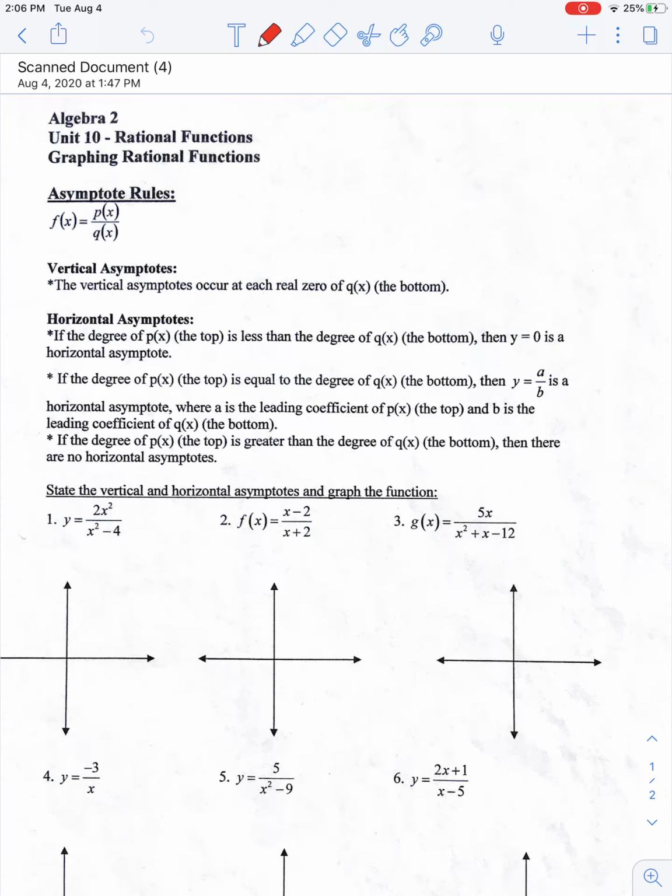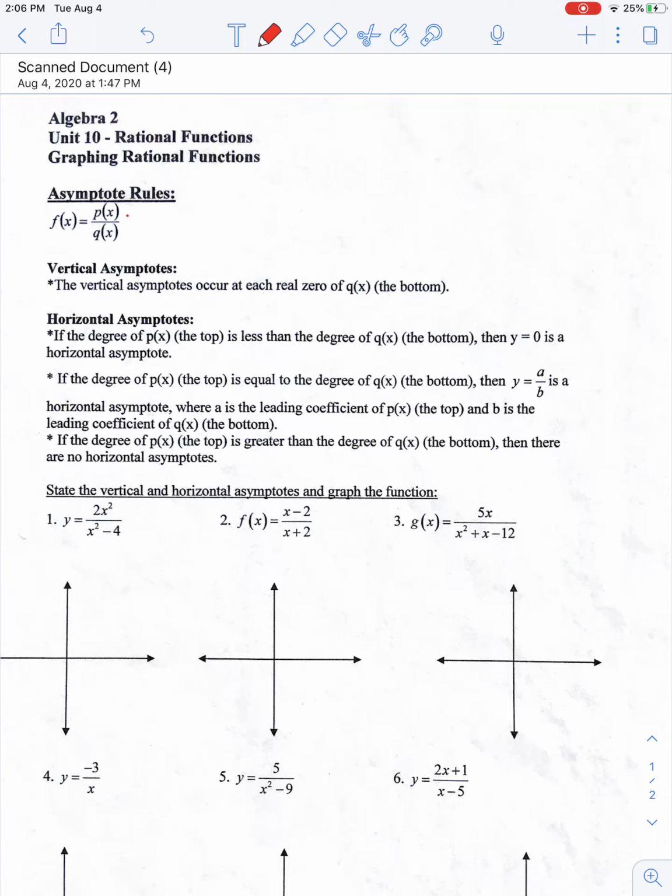You're going to use your calculator to graph it a lot, but you need to be able to find the asymptotes by hand. That's really important. So I'm going to say that one more time. You need to be able to find the asymptotes by hand. I don't want you to ballpark it on your calculator. Okay, so here are the rules.